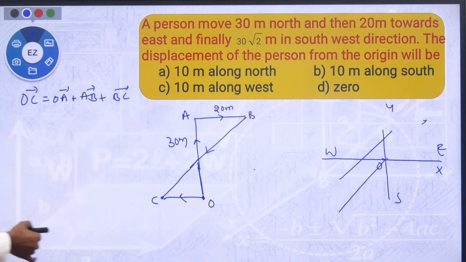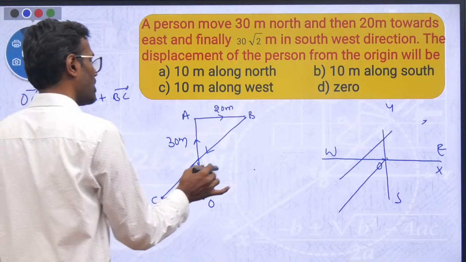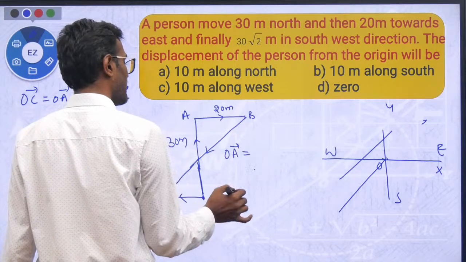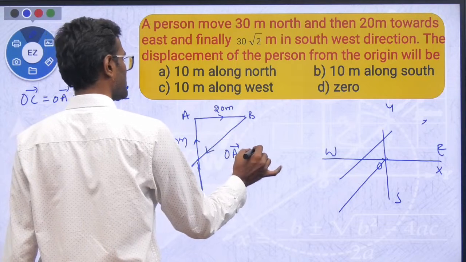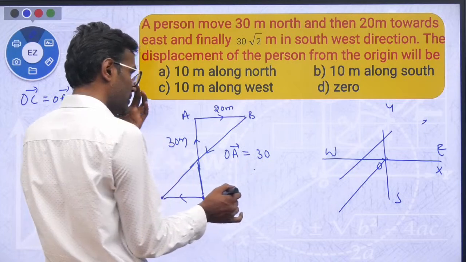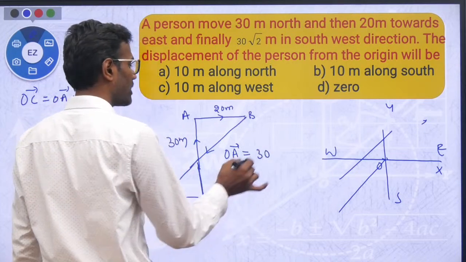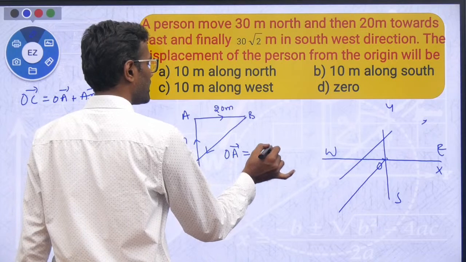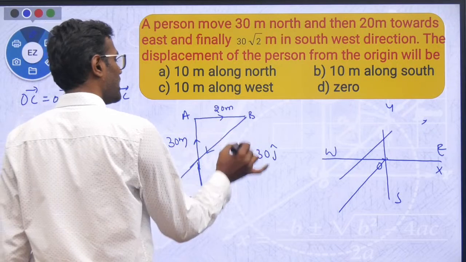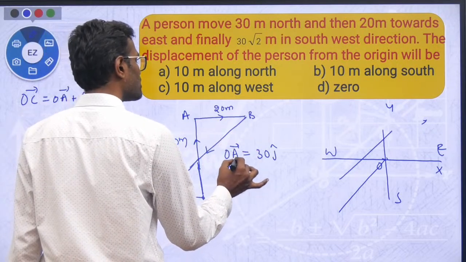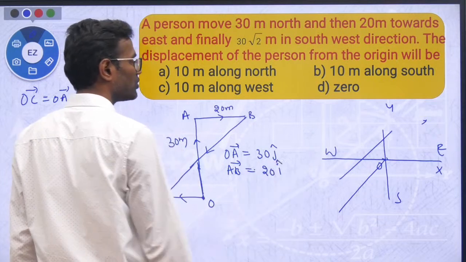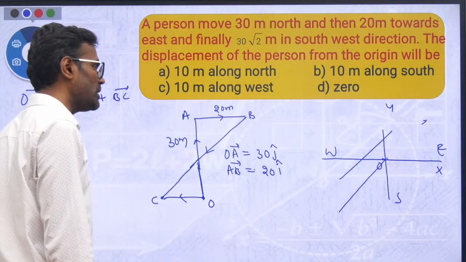Now OA bar is along the y direction, towards north. Let me write 30 as the magnitude. For direction, multiply with the unit vector. The y axis unit vector is j cap, so OA bar is 30 j cap. What is the AB value? AB bar is equal to 20 i cap.